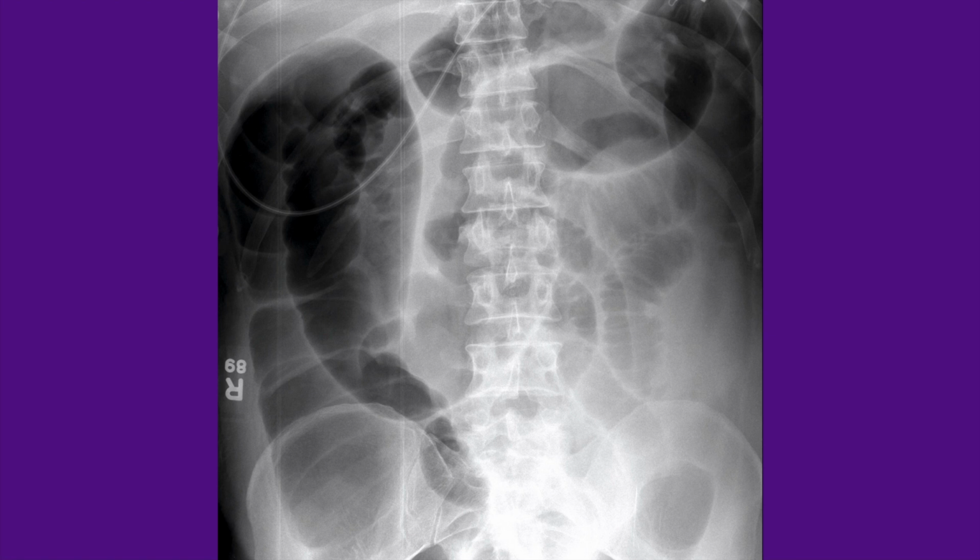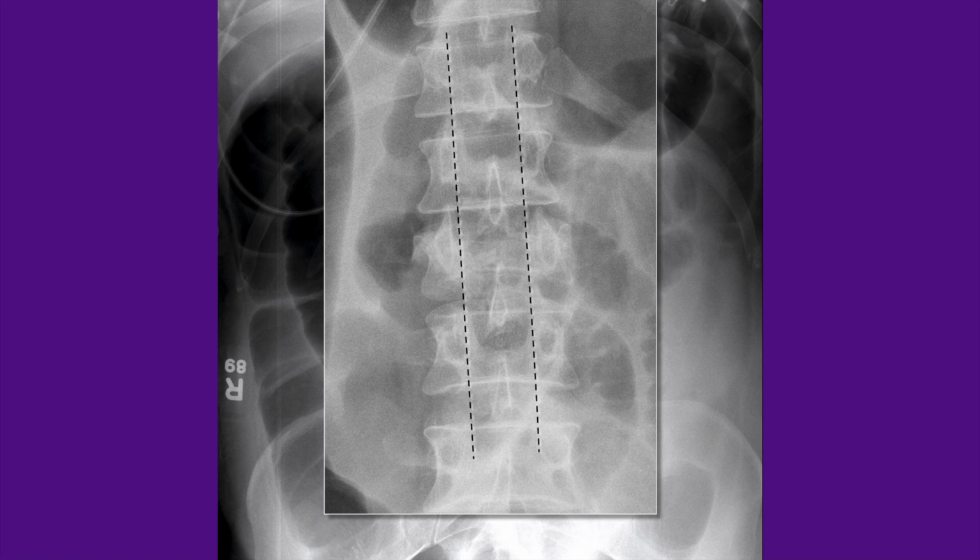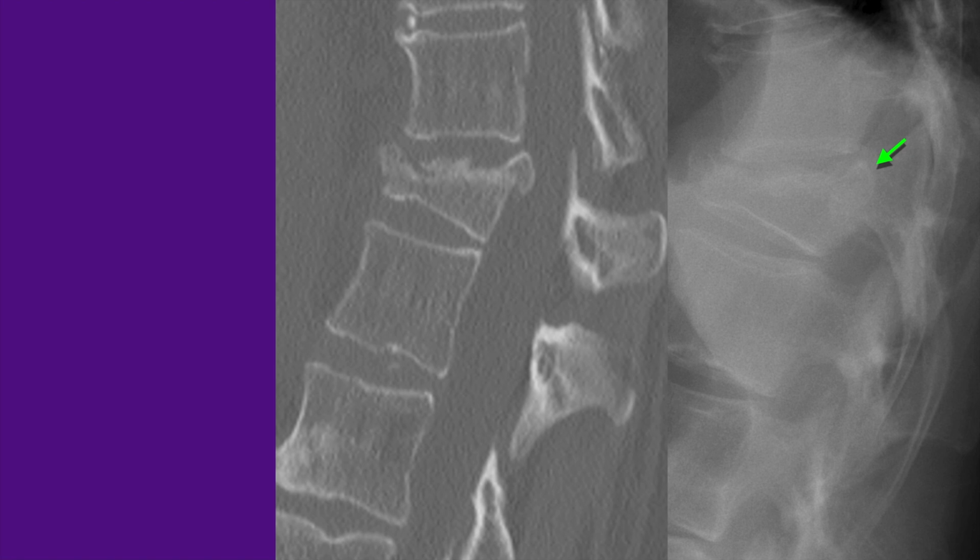Here on plain radiography, we can see at L2 that there's loss of height. There's widening of the interpedicular distance. And this is an unstable burst type fracture configuration on plain radiography, better delineated in the lateral projection, where we can see retropulsion of the posterior superior margin, and further delineated on CT.